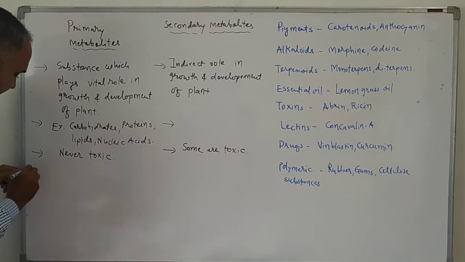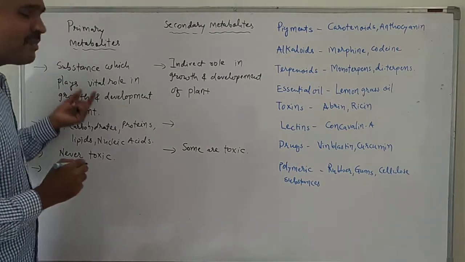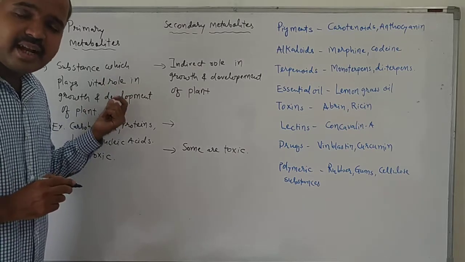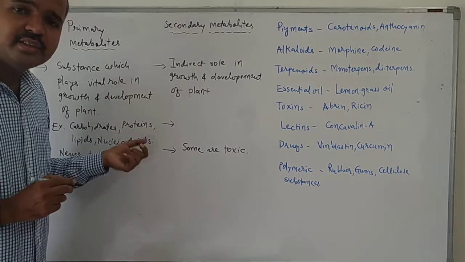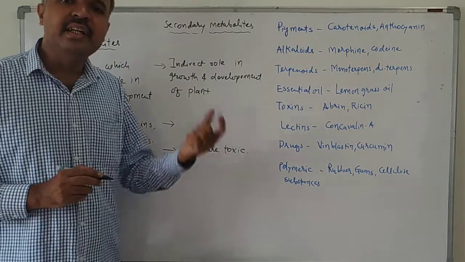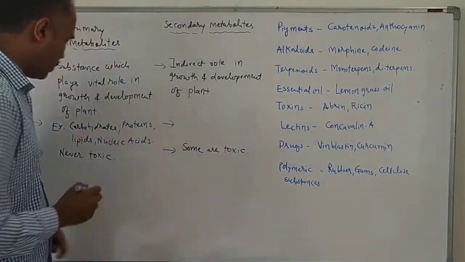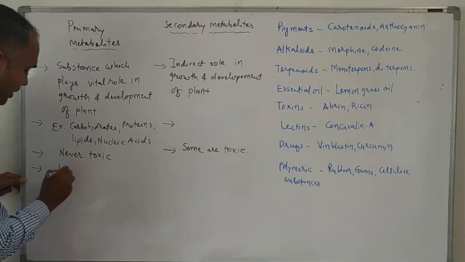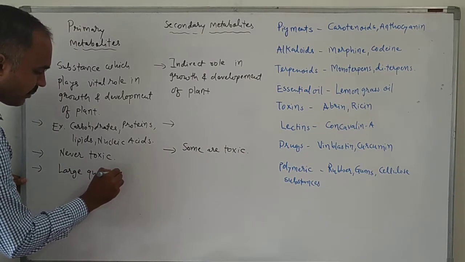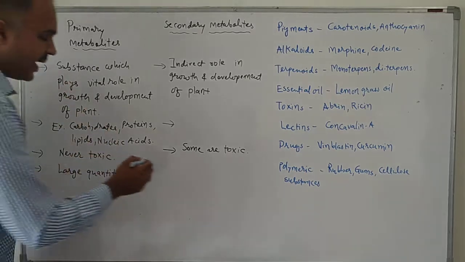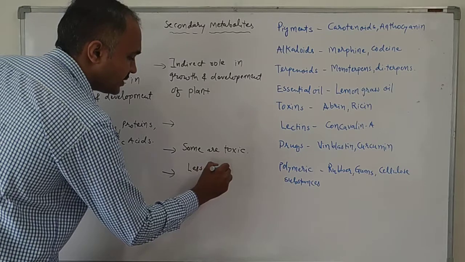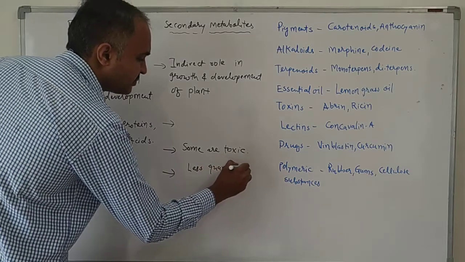Then what will we say next? Primary metabolites are present in abundant quantities, or in large quantities, in plants. Whereas secondary metabolites are present in less quantities in plants.